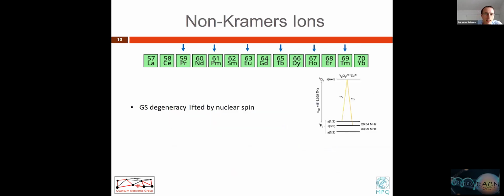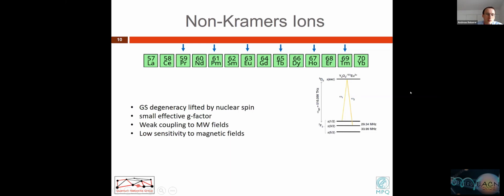So let's turn to the other type of rare earth dopants, the non-Kramers ions. They have a quenched magnetic moment because they have an even number of electrons in this 4F shell. Still, the degeneracy of their ground states is typically lifted by their nuclear spin. So it's not a single level in the ground state, but it depends on the nuclear spin state. For example, for europium, it's a 5½ nuclear spin. So you will have 6 levels in the ground state, and if you apply magnetic fields, they will also split.